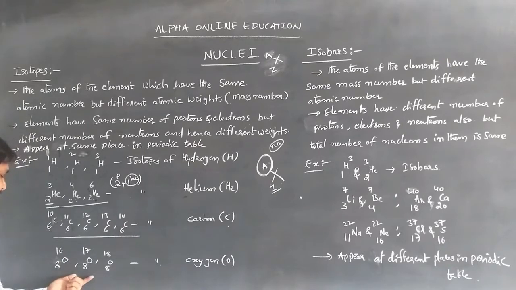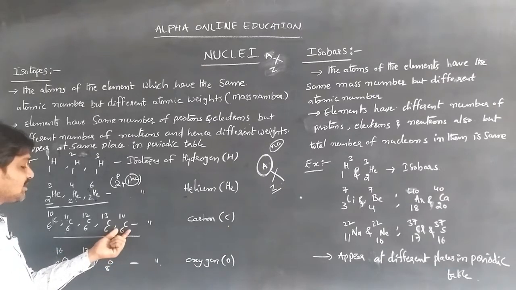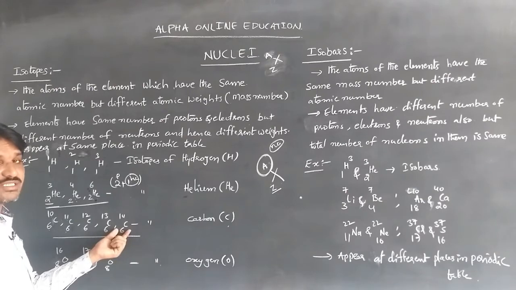In the case of oxygen, 8 is the number of protons and 8 is the number of neutrons. It is a stable oxygen atom. And 6C14 is a radioactive material, meaning it is in the excited state.